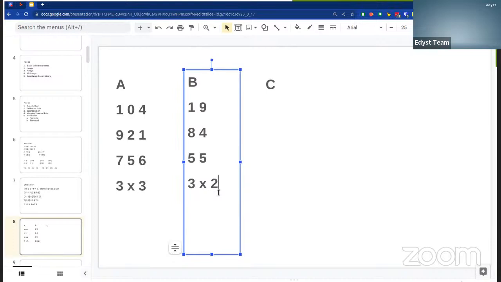Now, what will be the dimensions of C? Yes, dimension of C will be 3 by 2. You take this row and this column.